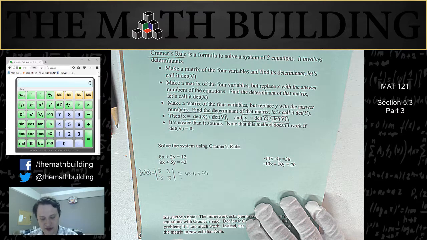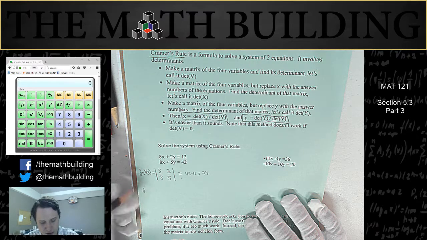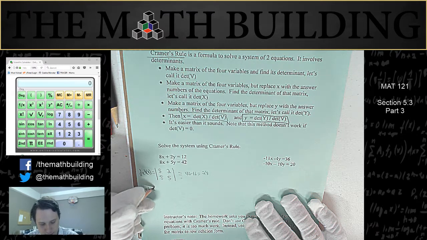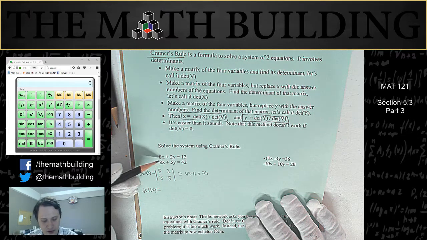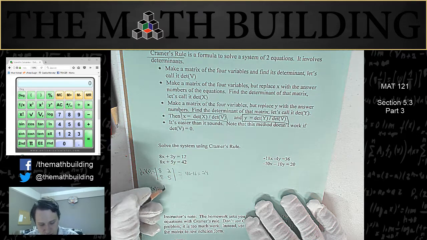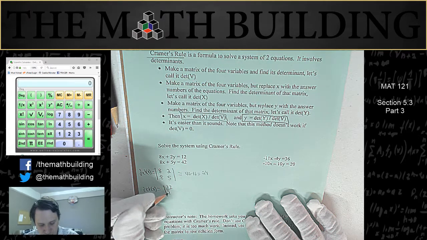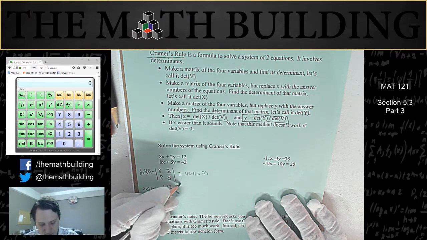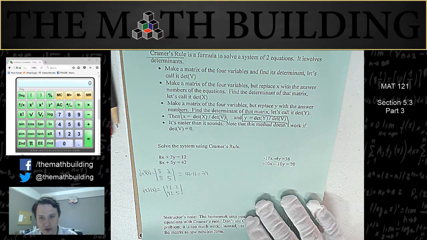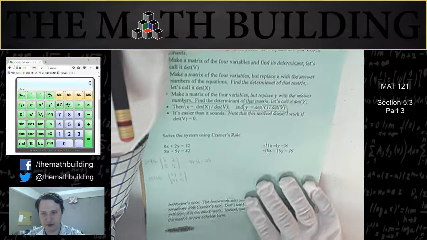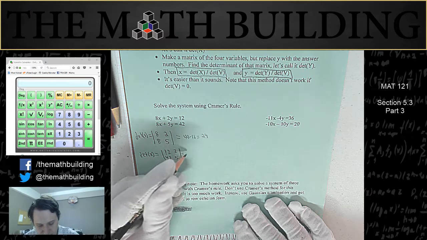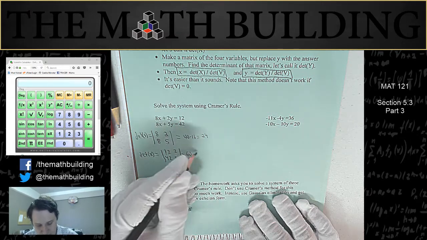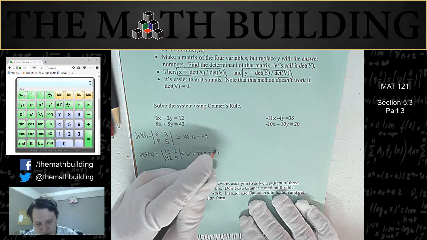Now that's v. The next thing we do is make another one, and I'll call this x, the determinant of x. The way we do this is we take the v matrix, but instead of the x's, we put the answers in. We replace the x's with the answers, 12 and 42, and the y's stay the same. So let's find this determinant: 12 times 5 is 60, minus 2 times 42, which is 84. So that's equal to negative 24.